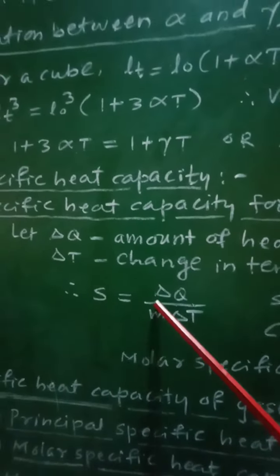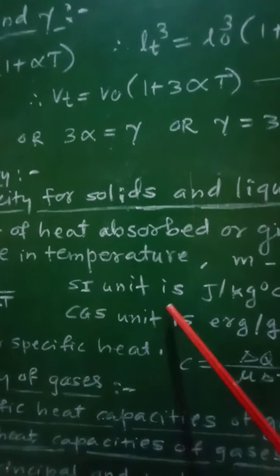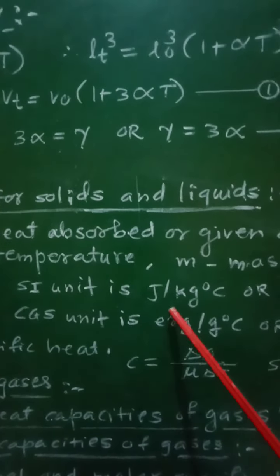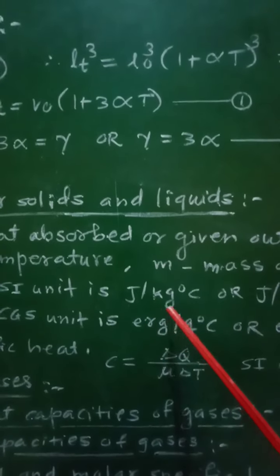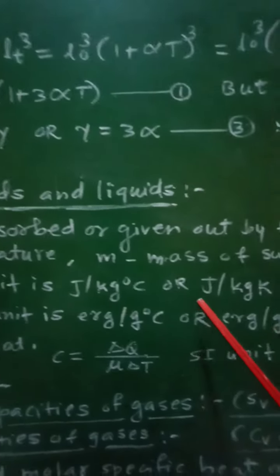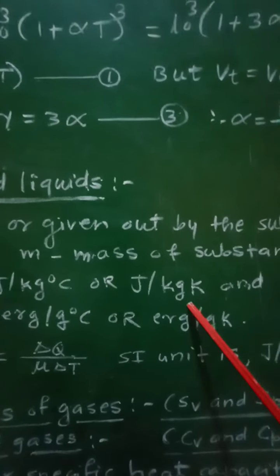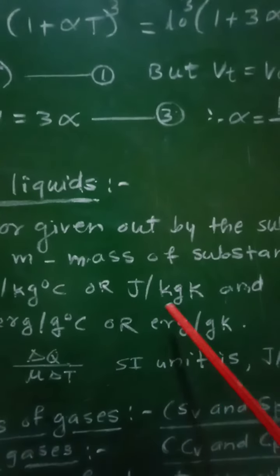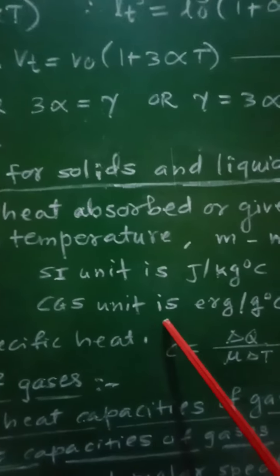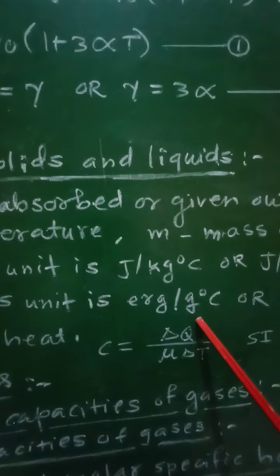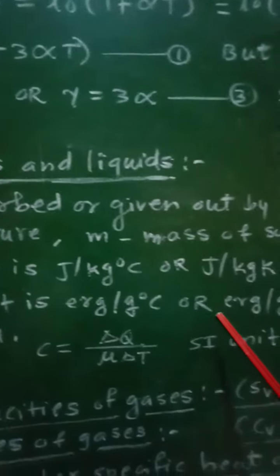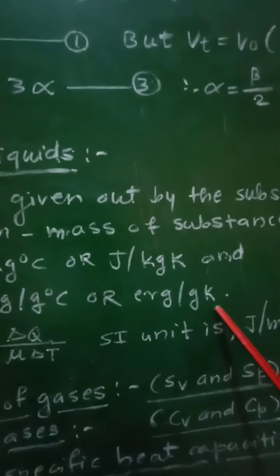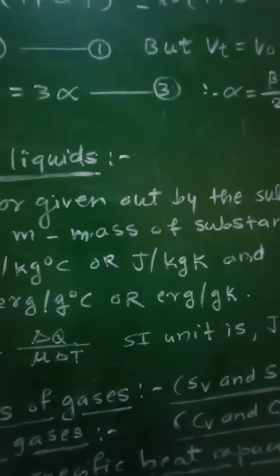The SI unit of specific heat capacity is joule per kilogram degree Celsius, or joule per kilogram Kelvin, and its CGS unit is erg per gram degree Celsius or erg per gram Kelvin.